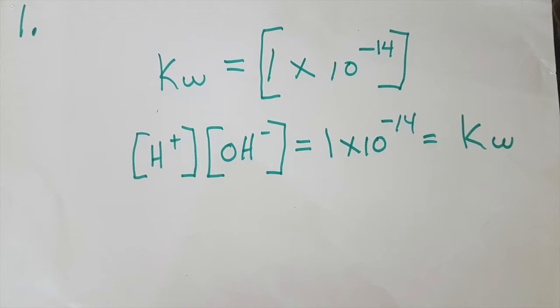And as you know, for neutral water, the H ion is going to be 1 times 10 to the negative 7th, and the OH would be 1 times 10 to the negative 7th, and that would be 1 times 10 to the negative 14. But as one goes up, the other goes down. As one goes down, the other goes up.